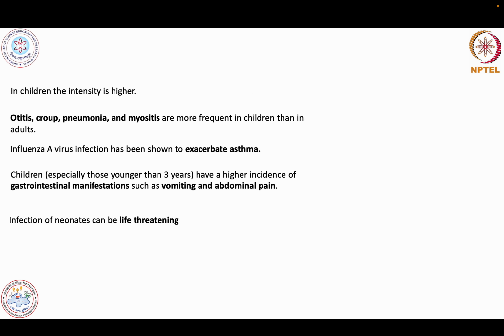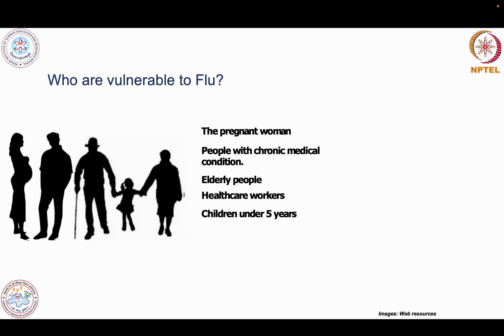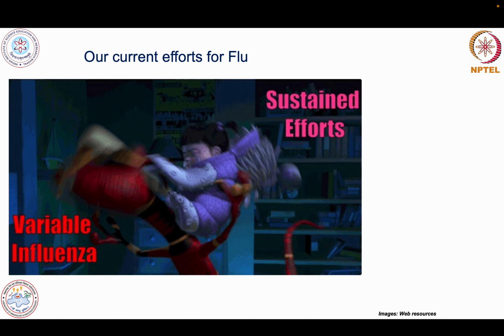Influenza A virus infection has been shown to exacerbate asthma. Children, especially those younger than 3 years, have a higher incidence of GI tract infections such as vomiting and abdominal pain. So who is vulnerable to flu? Pregnant women, people with chronic medical conditions, elderly people, healthcare workers, and children under 5 years.